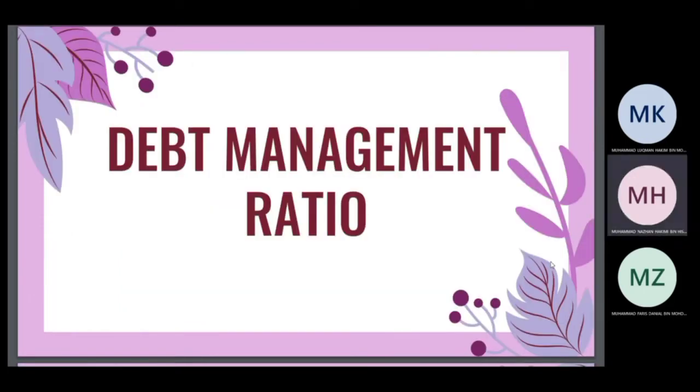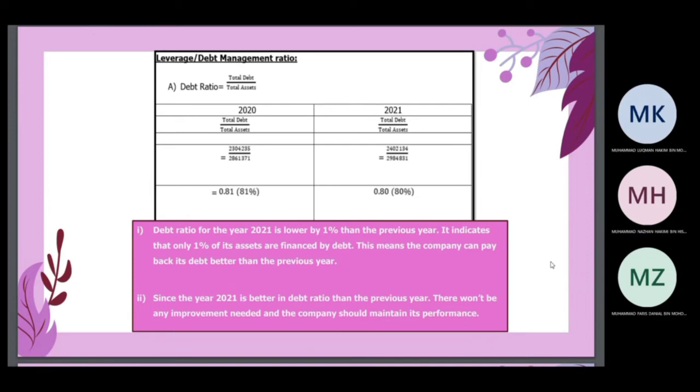And for debt management ratio, for the debt ratio, we got 0.81 or 81% in 2020, and we got 0.80 or 80% in 2021. Debt ratio for the year 2021 is lower by 1% than the previous year. It indicates that only 1% of its assets are financed by debt.